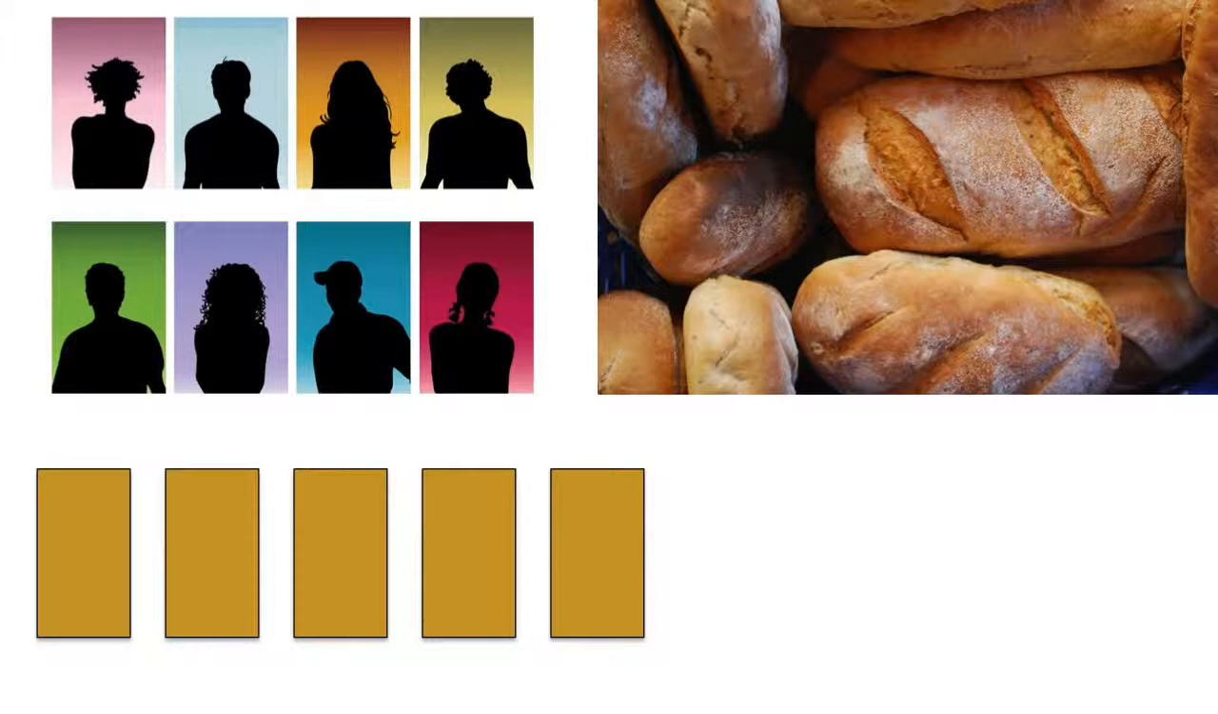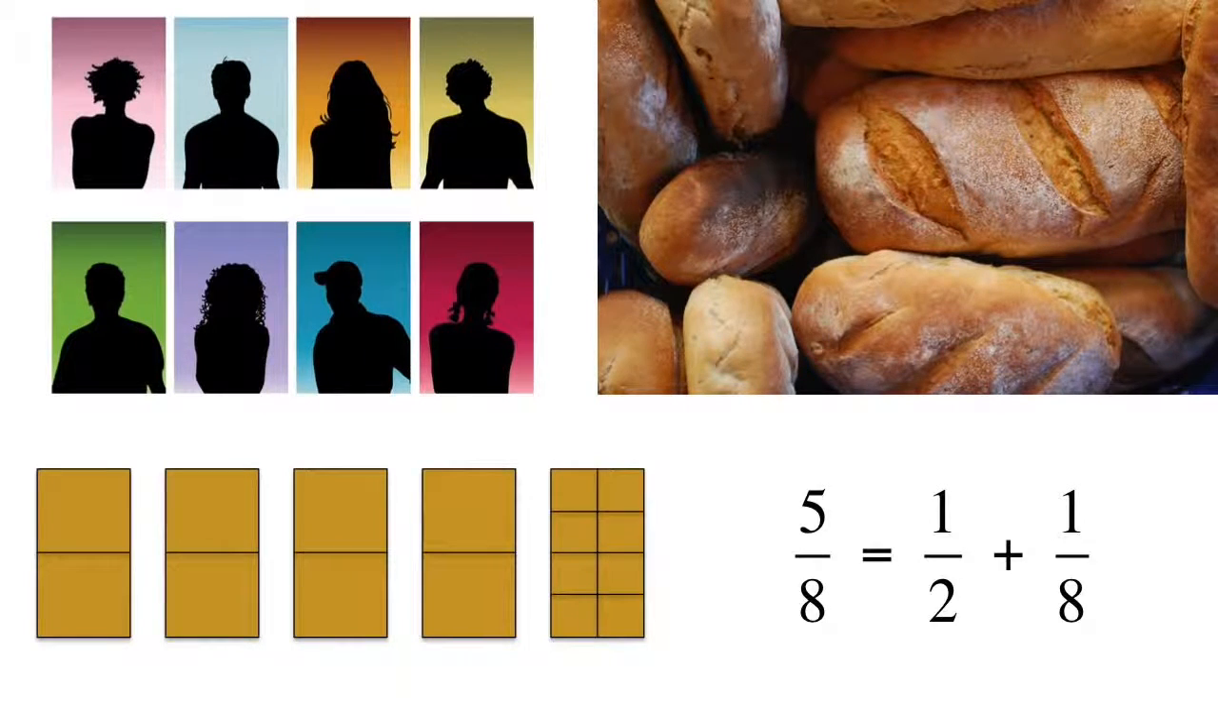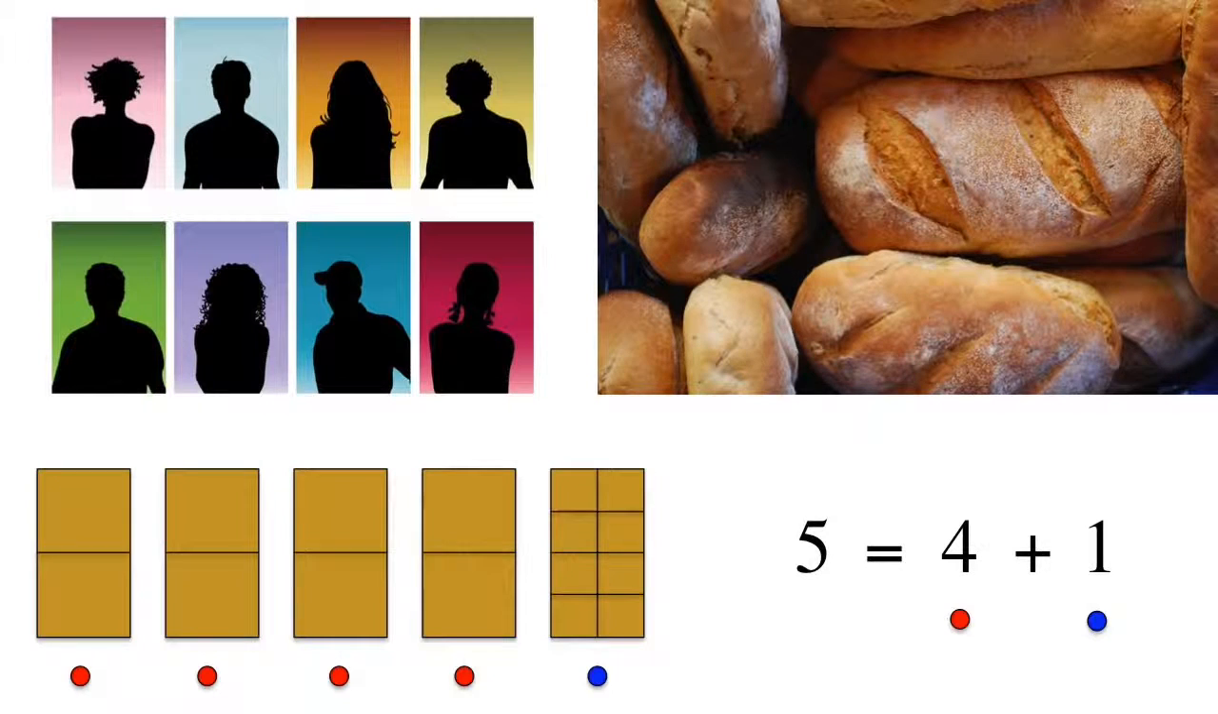Instead of making many strange cuts, this equation suggests to give each person 1/2 a loaf and 1/8 of a loaf. Multiplying this equation by 8 confirms that 4 loaves are divided in half and 1 loaf is divided into 8 pieces.